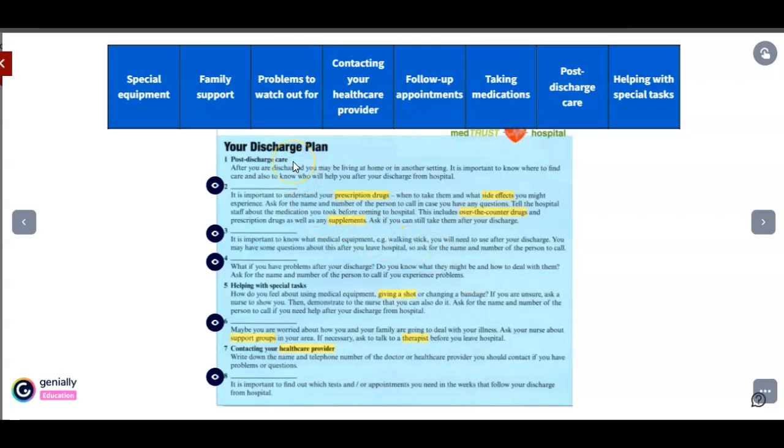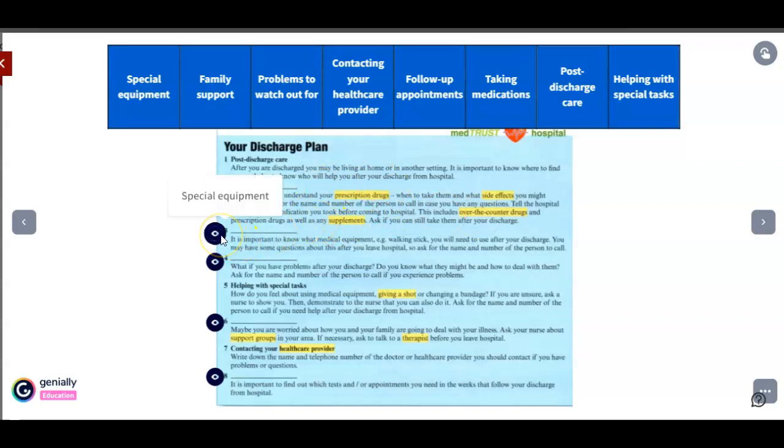So we need to start with the post-discharge care. Okay, so that is the first thing that we need to check. And what about the second point, which is taking medication? In this case, you need to explain to the patient if some drugs are prescribed, if there will be side effects of these drugs, if the patient will need over-the-counter drugs or any supplements. So it is important to include this in your plan.